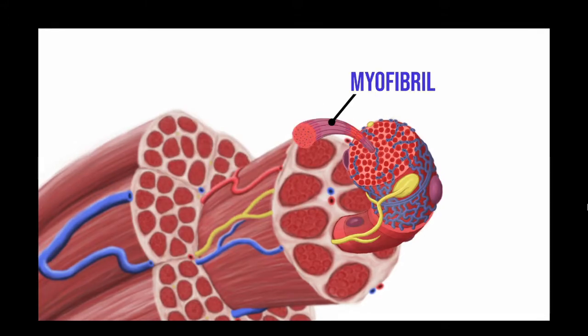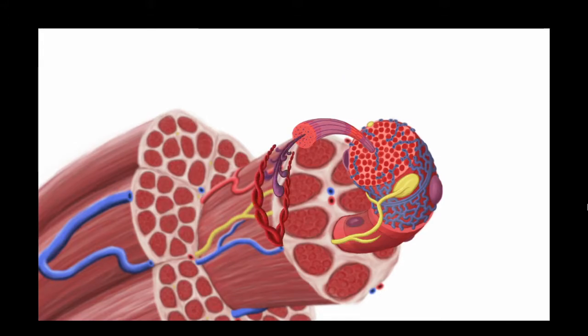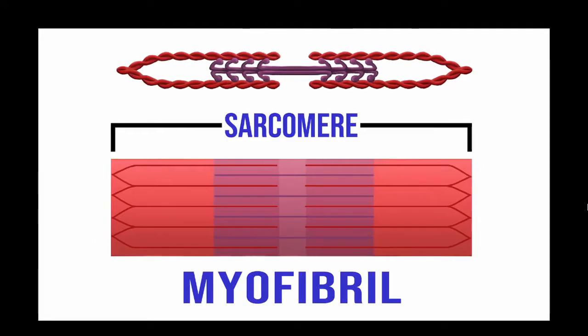Inside a myofibril is where the magic happens. When a muscle is contracted, the sarcoplasmic reticulum floods the cell with calcium ions that activate the proteins actin and myosin. These are the actual proteins that contract the muscle.